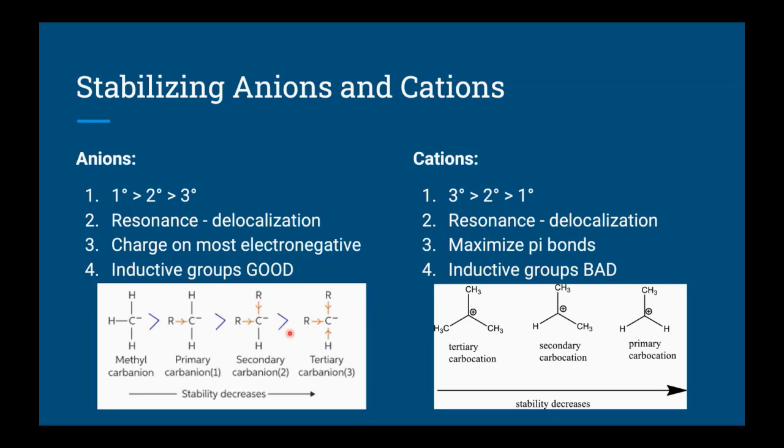You want inductive groups to pull away some of that negativity and help, in the same way as resonance, delocalize that charge. In terms of cations, again, you want tertiary over secondary and primary. Resonance is great. And in terms of cations, you also want to maximize pi bonds. This means that there is greater electron density around it again. That's important. And inductive groups are bad in this case. They draw away electrons from an already positive charge. That is not great for a cation.